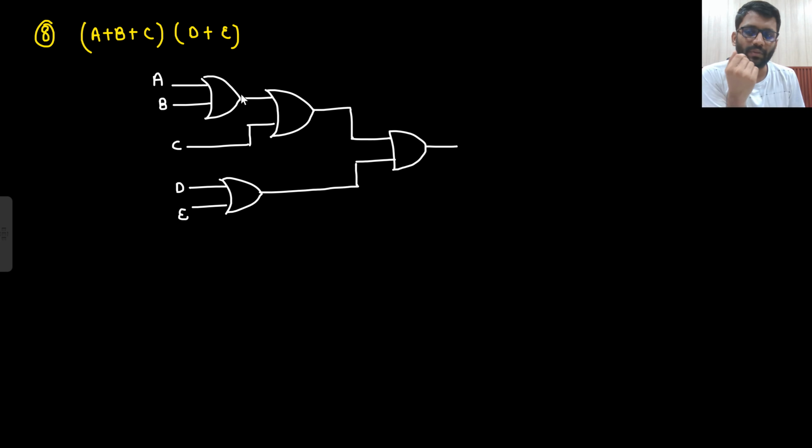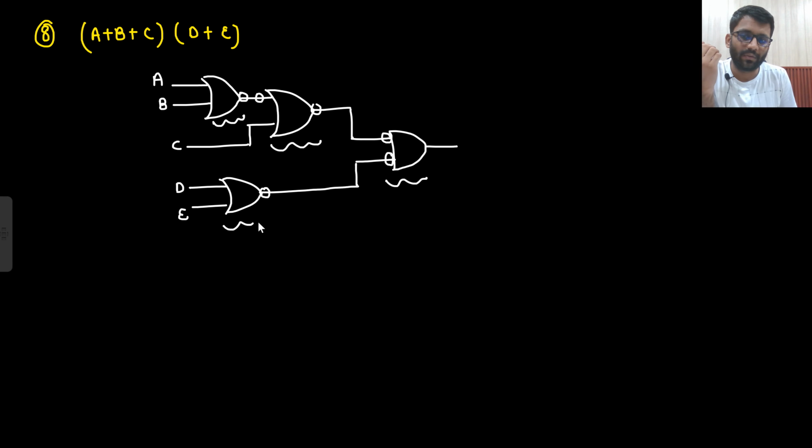Okay. So one bubble I have to introduce here, so another bubble I have to introduce. One bubble I have to introduce here, and another bubble I will have to introduce here. This is an AND gate, sorry. So one bubble I have to introduce here, and another bubble here. 1, 2, 3, 4, and 5. So the answer is 5. That is the answer. So 5 is the correct answer.